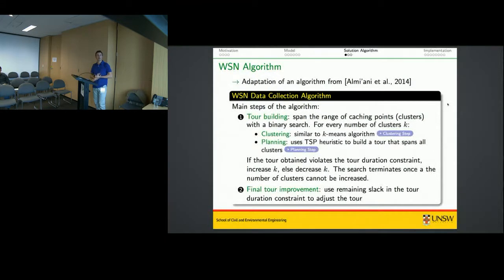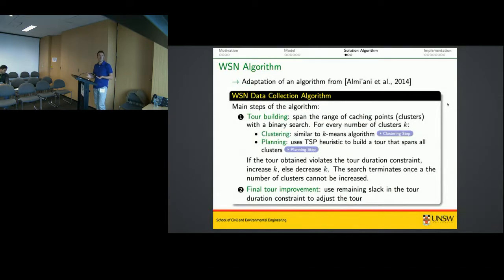Basically, the algorithm proposed by Almihani consists of two main steps. The first main step is the tour building. We try to find a tour which spans a maximum number of clusters, and those clusters are actually going to represent in the end what sensor is assigned to what caching point. And it uses a TSP heuristic to build that tour.